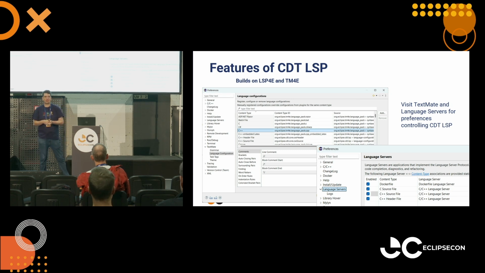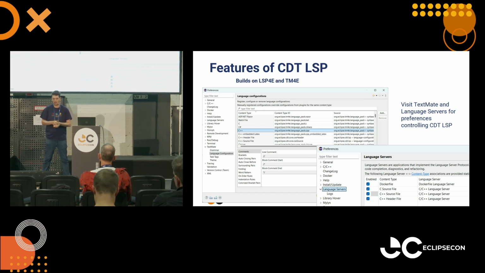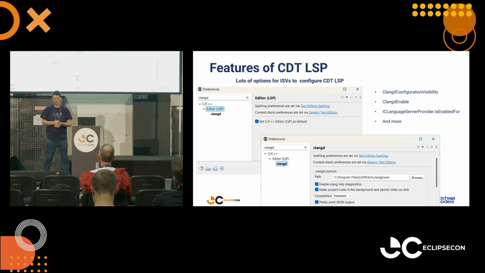As I mentioned already, LSP4E is the basis for CDT, but so is TM4E, Eclipse Platform's generic code editor. So some of the preferences that you need to configure CDT LSP actually come from the LSP4E and TM4E preferences. I've just highlighted some of them here. When you go to the CDT LSP's preferences, we put links to the other preferences so that users can actually find them.